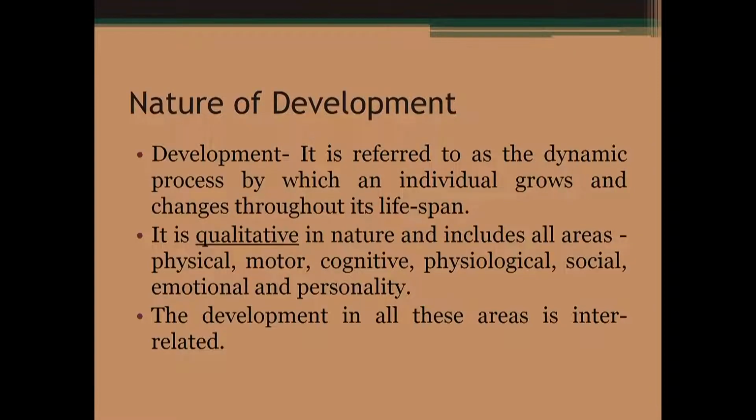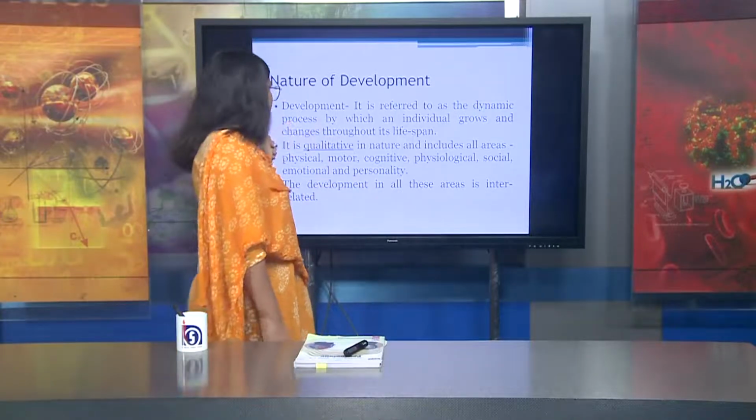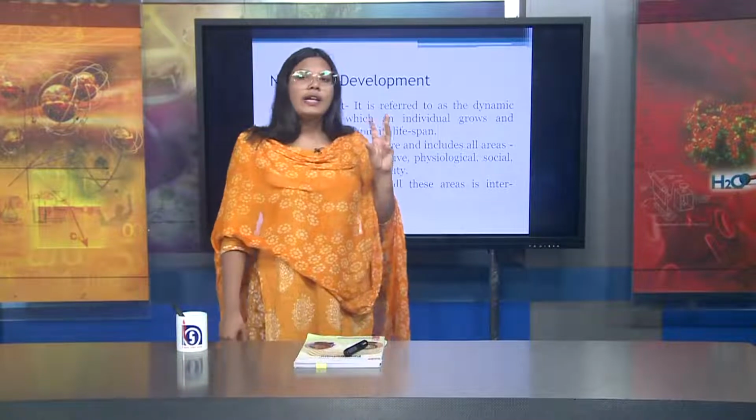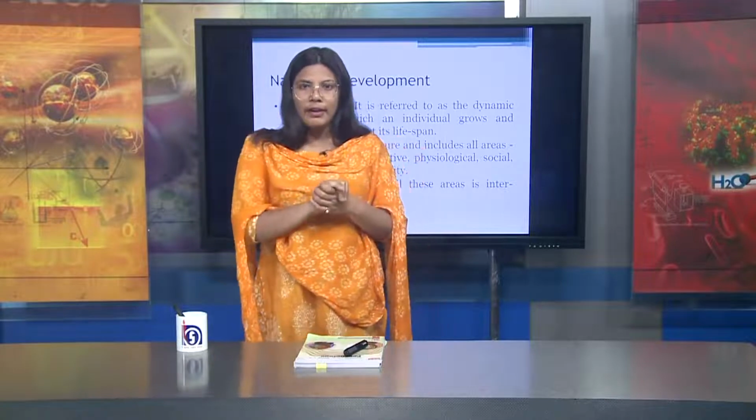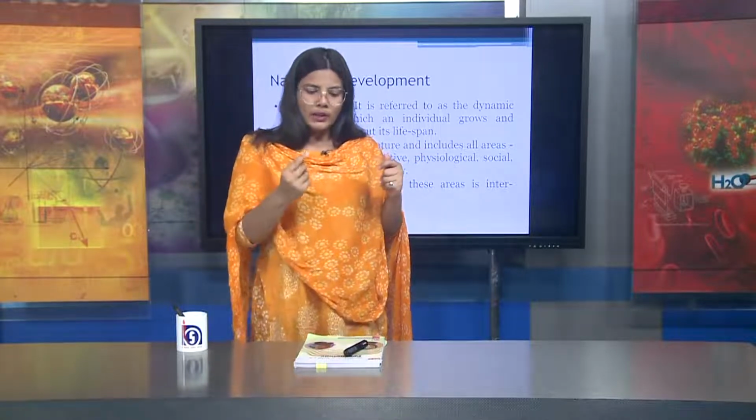So physical, motor, cognitive, physiological, social, emotional, and personality. How are they connected? So let's see an example. For example, if a child is, let's say, 5 years old, and now the child has proper hand movements. The child has a good pincer grasp as well.